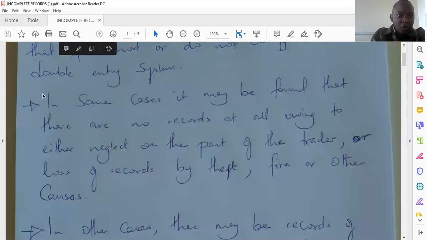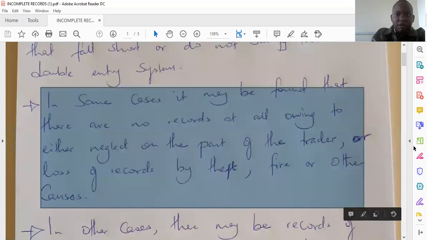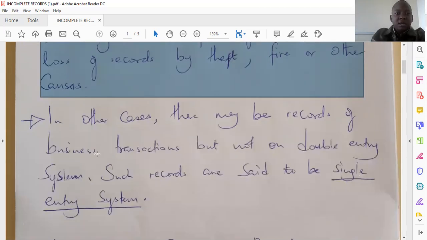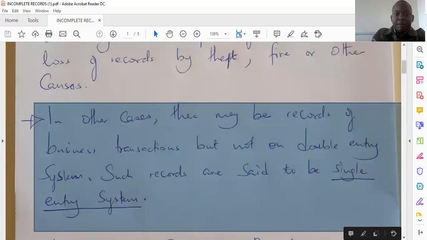So you find incomplete records whereby in some cases it may be found that there are no records at all, either owing to neglect on the part of the trader or loss of records by theft, fire, or other causes. So you find that some records have been lost. As such, you end up with incomplete records. And in some other cases, you find that there may be records. Yes, there may be records of transactions, but not on the double entry system of accounting.